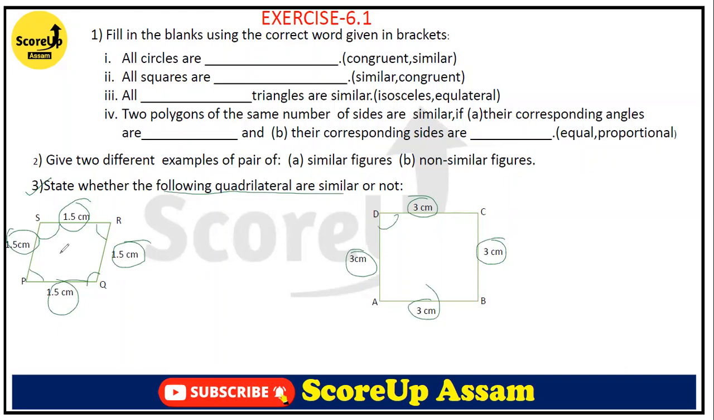Now this is a rhombus. In a rhombus all sides are equal, right? And opposite angles are equal, but it is not 90 degrees. Okay. So that's why these two figures are not similar. Rhombus and squares are not similar. Okay, now we shall move to our next topic.